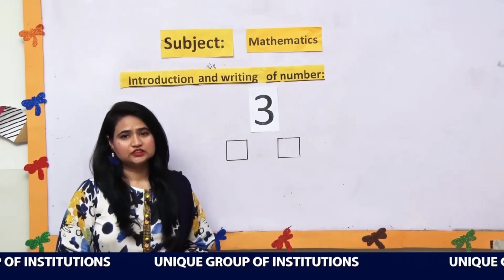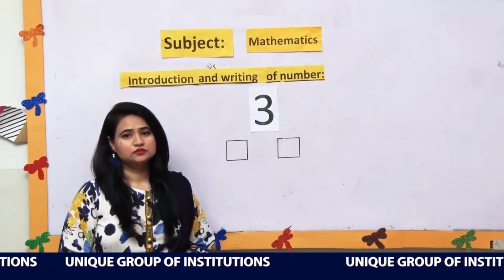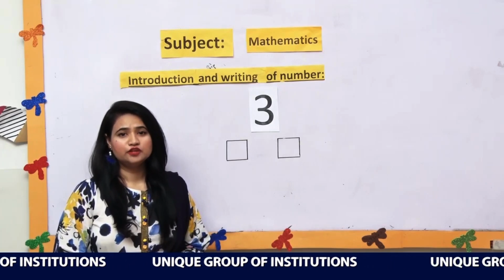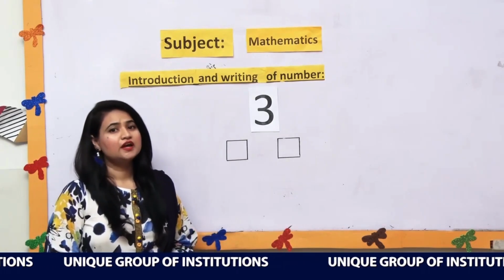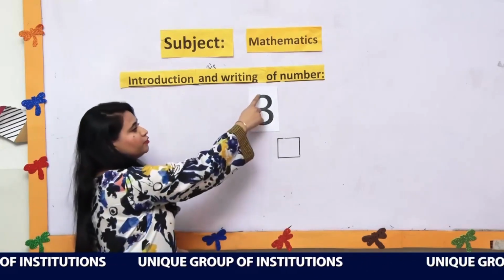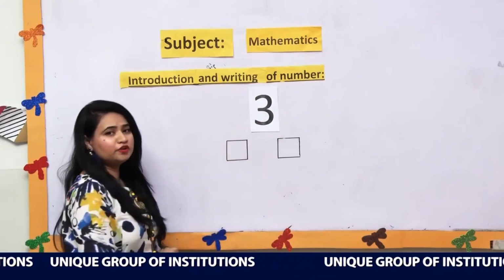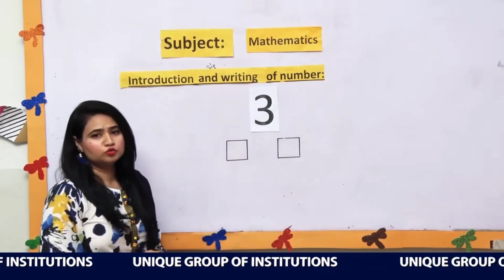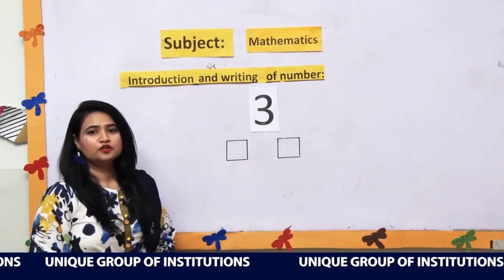In the previous lecture we learned the numbers 0, 1 and 2. Today we will learn a new number, that is number 3. This is 3. 3 comes after 2.